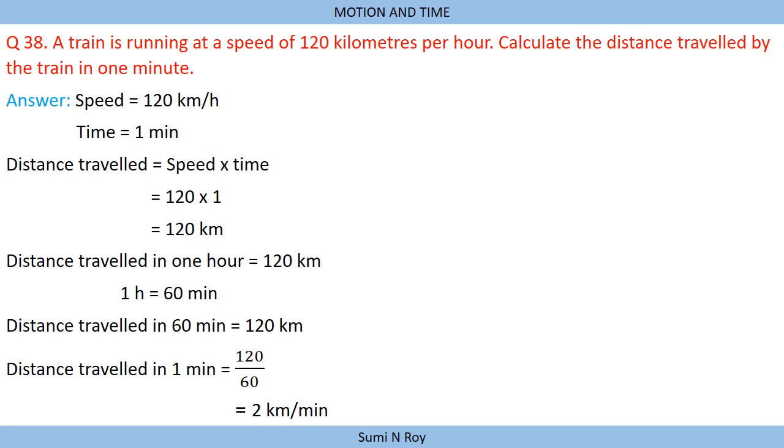Now we will convert this into minutes. As we know, 1 hour is equal to 60 minutes. So we can say that the distance traveled in 60 minutes is equal to 120 kilometers. Now, by the unitary method, the distance traveled in 1 minute is equal to 120 by 60, that is 2 kilometer per minute.